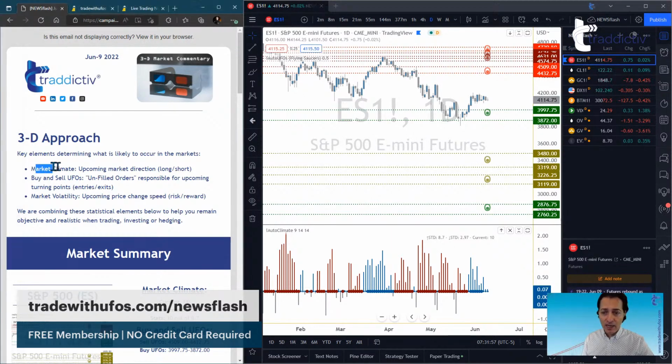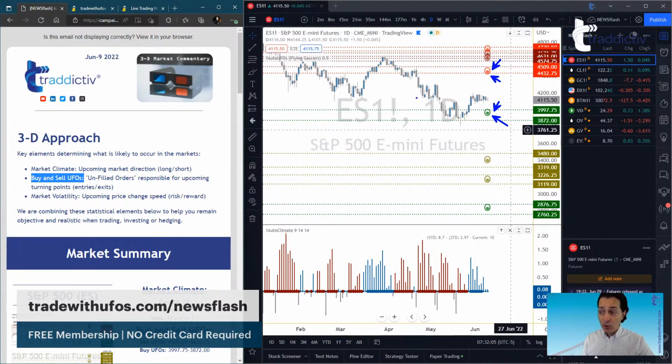One of them is going to be the market climate. The second one is going to be the buy and the sell UFOs. If you've never heard that term, that's probably the most important of the terms I will use in today's session. Those are the UFOs, the flying saucers. The green flying saucers represent buy on-field orders, UFOs, in case you haven't guessed. And the red flying saucers represent sell on-field orders.